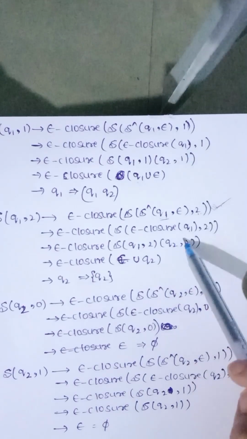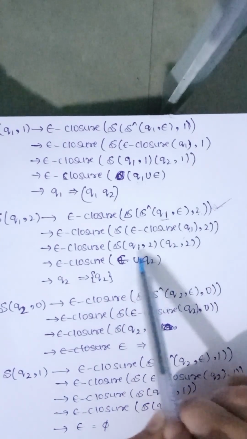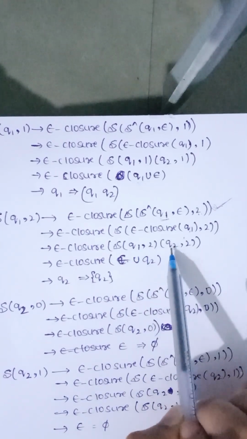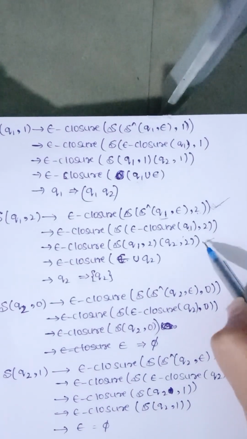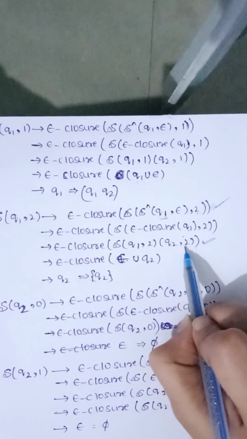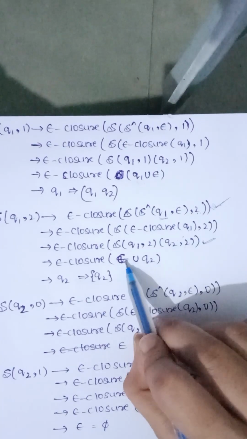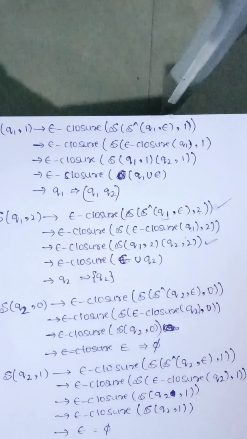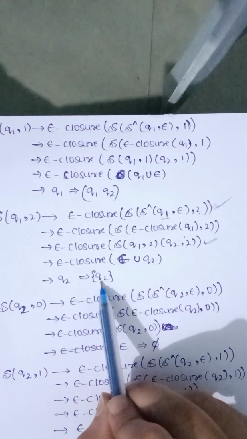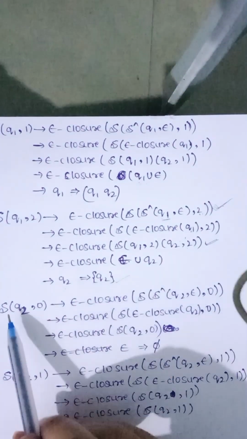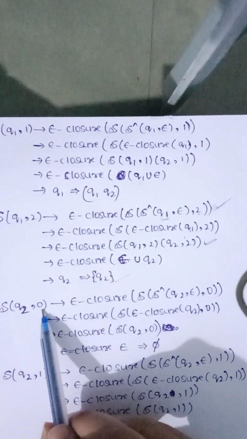For the same process, we will get the transition where q1 comma 2, q2 comma 2. Is the transition there? Just check the diagram, and we will see that q2 has a transition with 2. So for that, epsilon union q2: in the first step, what is the epsilon closure of q2? This is the answer for delta of q2 comma 0 epsilon.